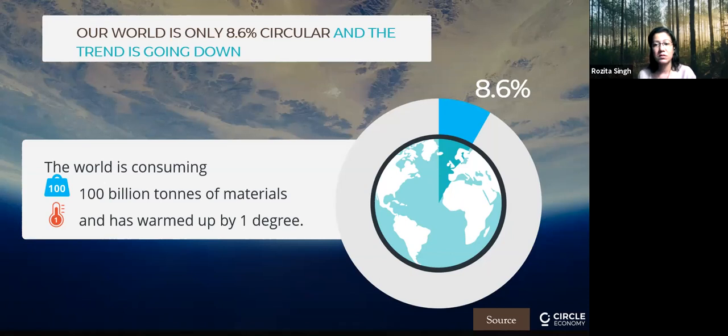One, the world is consuming 100 billion tons of material. You need to hear that again, 100 billion tons of material. And the planet is 1 degree warmer. So with this gloomy picture, there's always a silver lining, there's an opportunity.